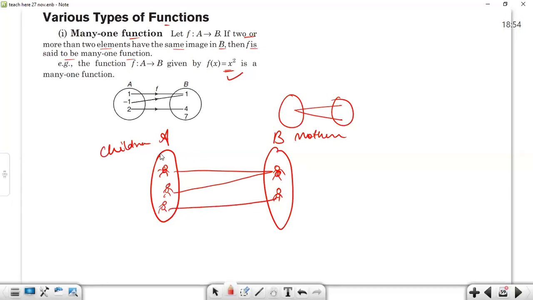Remember like that: set A is related to children, set B to mothers. So A is a set of children, B is a set of mothers. Two children can have one mother, that's okay. Two inputs can have one output, that's okay. But one child cannot have two mothers, that's not okay. So it means one input cannot have two outputs. Simple. Clear? This is one way we can learn.